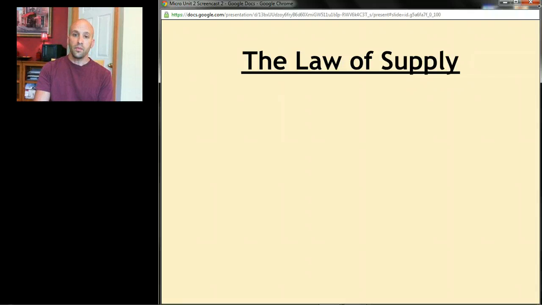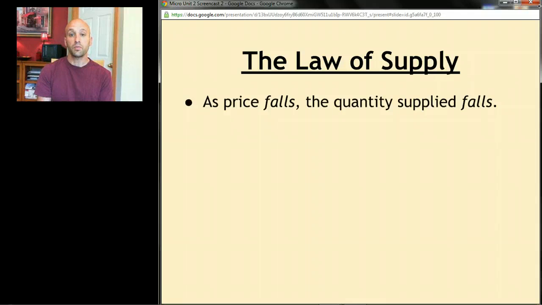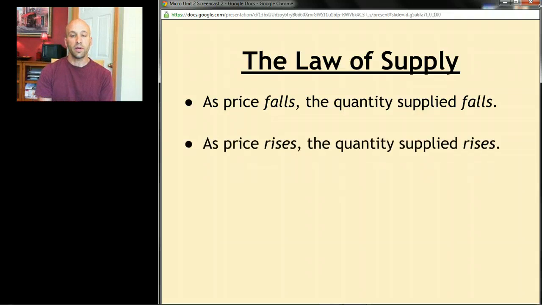Now, there is a law of demand and there's also a law of supply. The law of supply says that as price falls, the quantity supplied will fall as well. Think about it. If you have a lemonade stand and you can only sell lemonade for a penny, are you going to really make a lot of lemonade? On the other hand, if you could sell lemonade for $20 a cup, you'd probably make a lot more. That's what the law of supply is saying. Conversely, as price rises, the quantity supplied will rise as well.